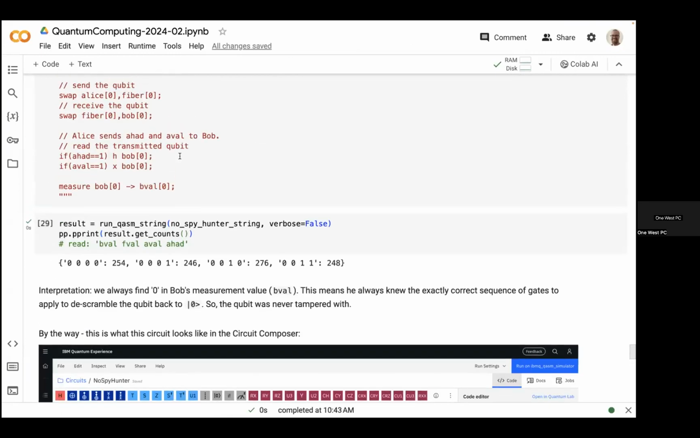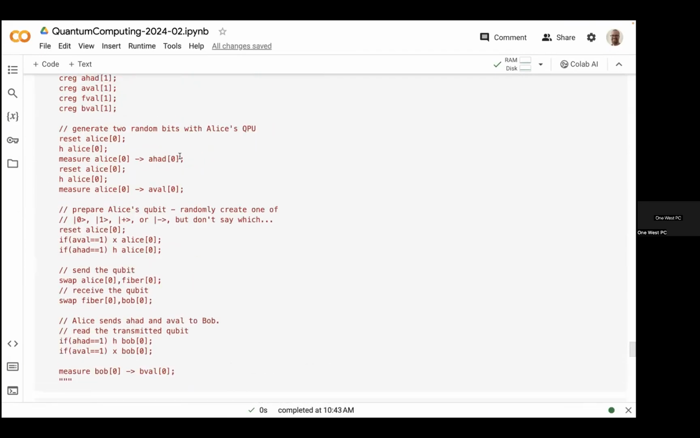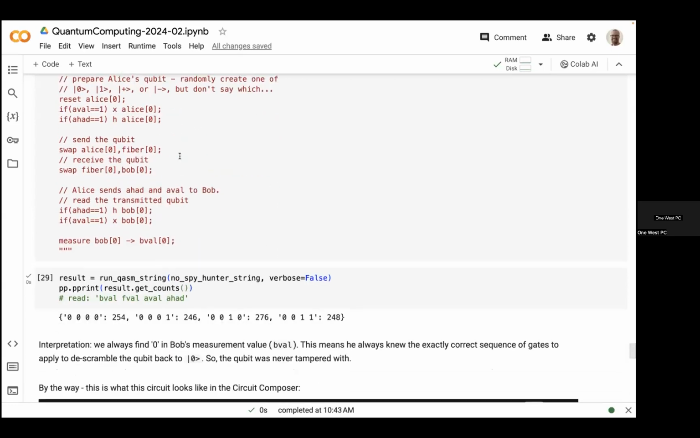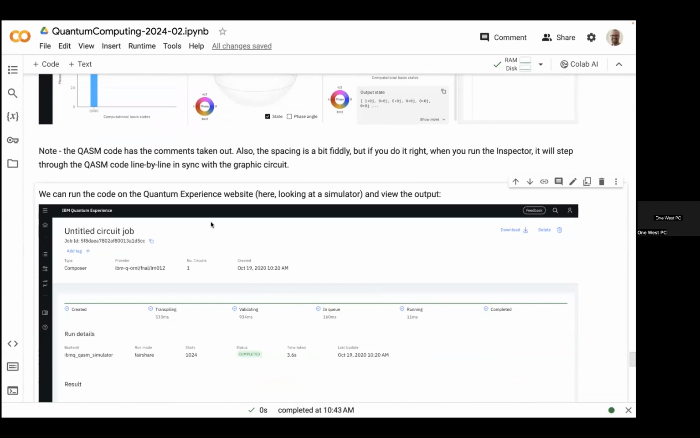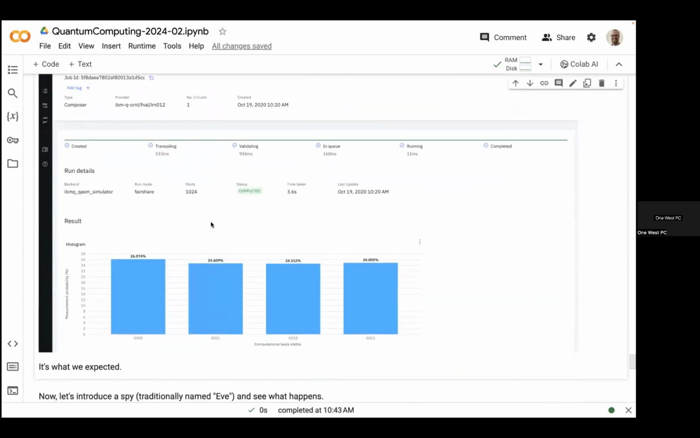What is A? All right. The A hat and A val are the code bits that Alice sent, and this is what Bob is going to find, and this is what was in the fiber. And Bob is going to basically find 0. His leading 0 is what we expect to find if there were no eavesdroppers. So you can run that code through the composer.